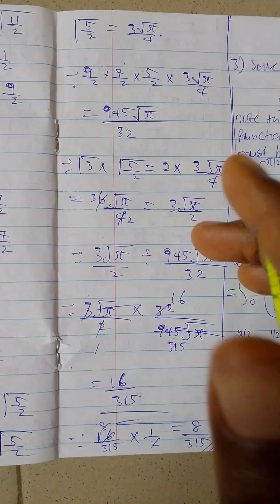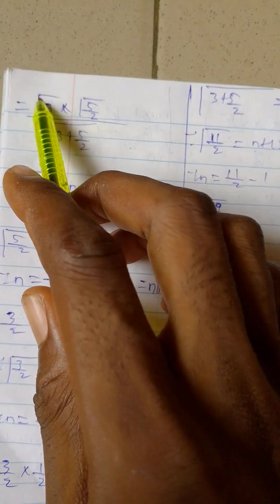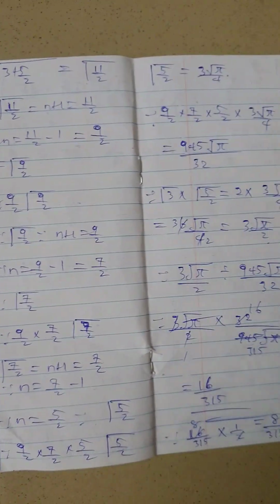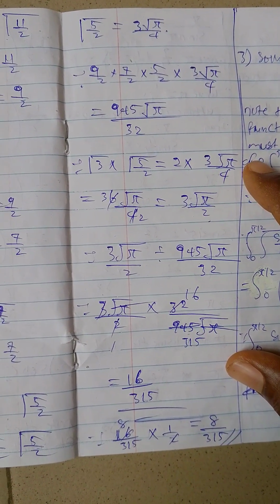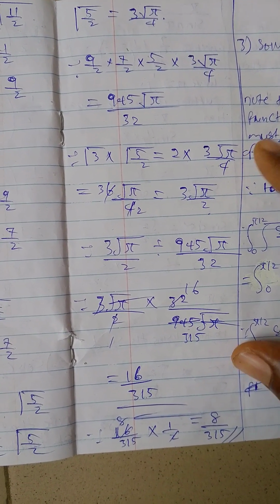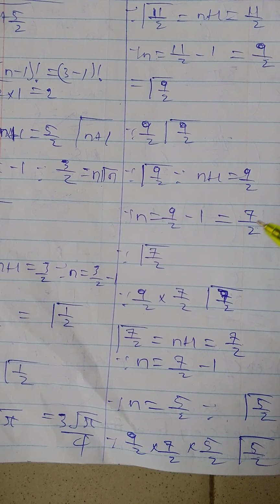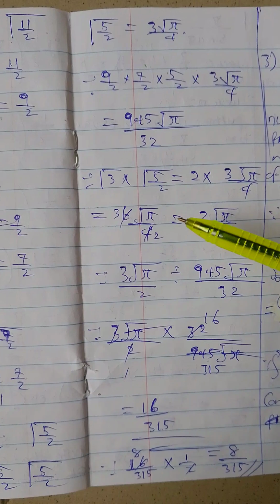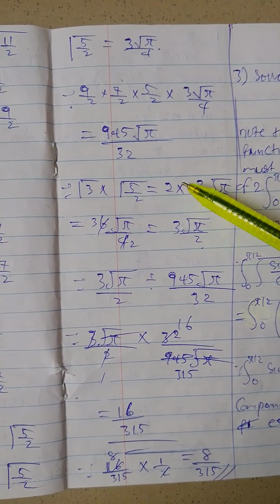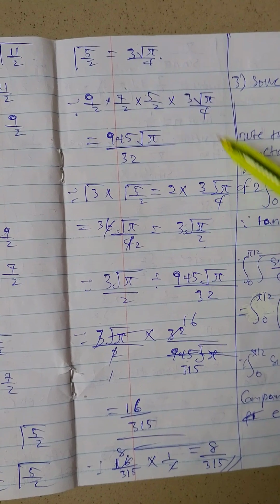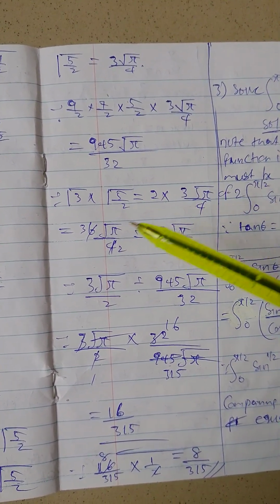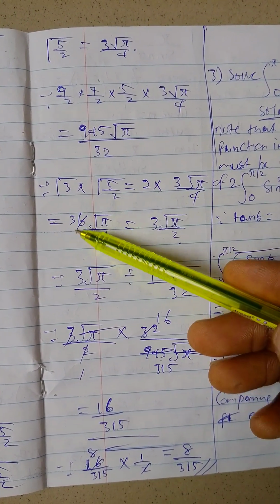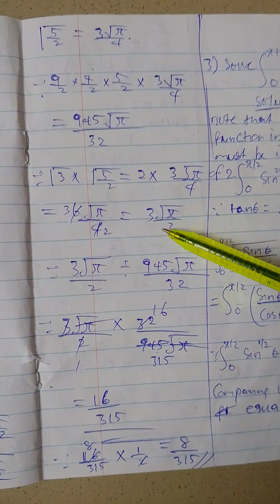This is my answer, right? Now you know that this is gamma 3 times gamma 5 over 2. My answer for gamma 3 was 2, so that becomes 2 times my answer for gamma 5 over 2, which is 3 square root of pi over 4. That equals 6 square root of pi over 4. If you do it, 2 divided by 4 is 2, divided by 6 is 3. So that equals 3 square root of pi over 2.